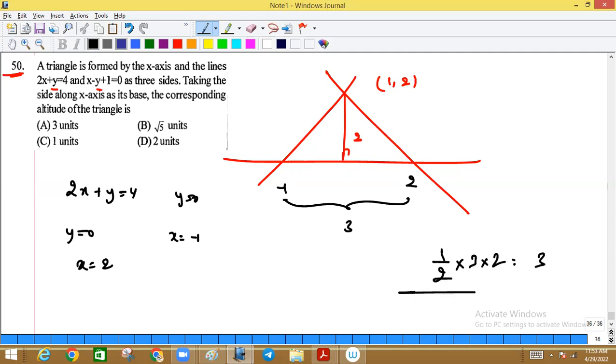The 2 cancels, so how much is it? 3 square units. Okay, he did not ask you the area, he just asked you the altitude, but the area I'm also finding. What is the area? The area is 3 square units, right? Okay.